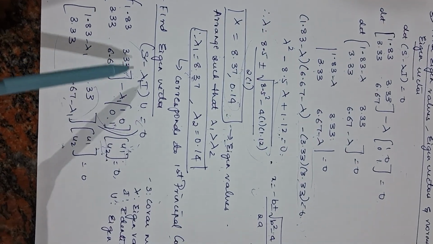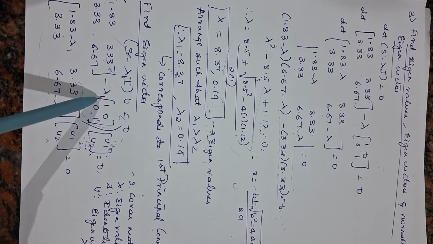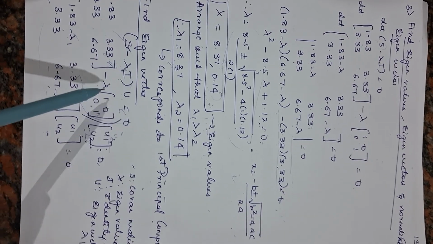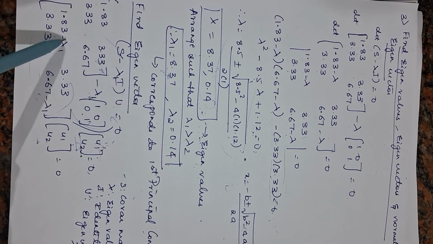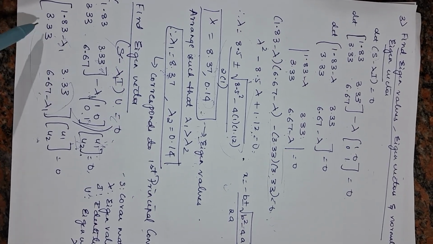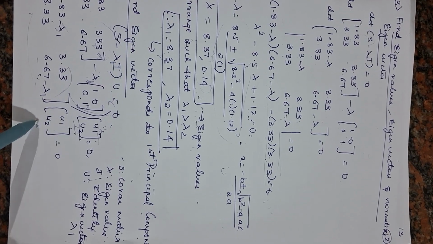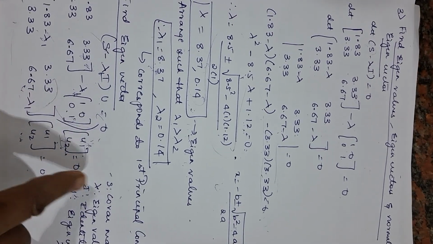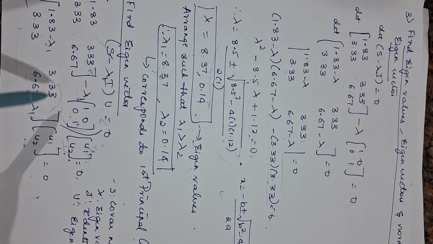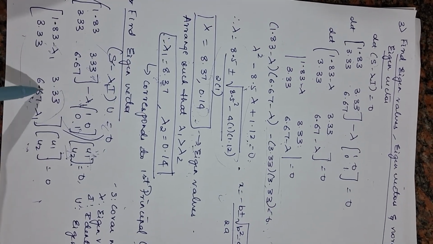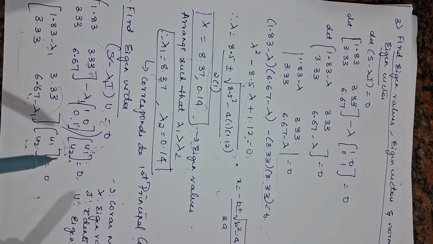When you solve the left hand side, this will become 1.83 minus lambda. Now the question is which value of lambda you will take. Let's first do it for the first principal component, for lambda 1. So I have taken here 1.83 minus lambda 1, this is 3.33, this is 3.33, this is 6.67 minus lambda 1, into U1, U2 is equal to 0. Now let's multiply this matrix with this matrix. This is 2 cross 2, this is 2 cross 1.